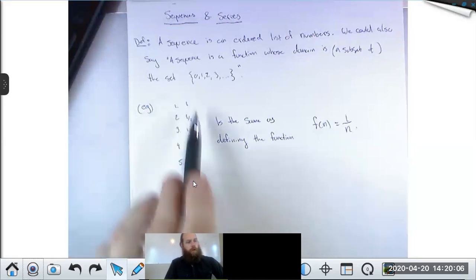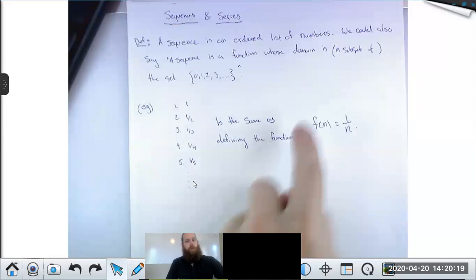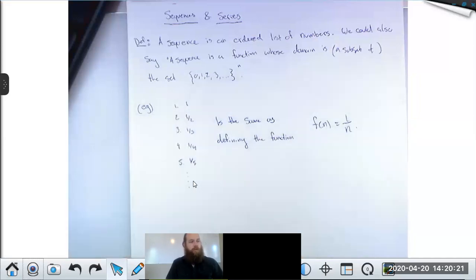But over here, I don't really have an algebraic definition, and you're kind of leaning on intuition to say, okay, the list obviously extends on in the same way. So this is actually the notation that we prefer. Presenting a sequence as a list, while not unacceptable, is rarely the most useful way to present a sequence.